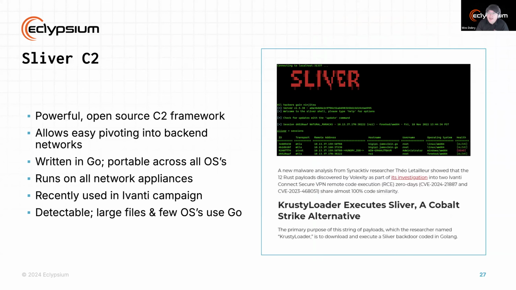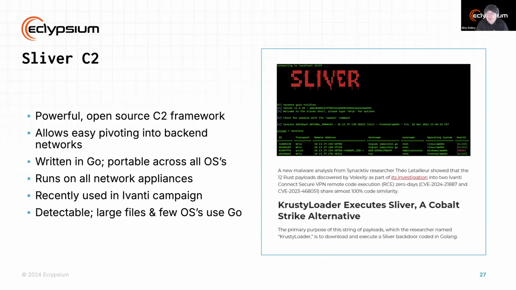Now, Sliver is an interesting open source C2 framework. I actually use it in a lot of my own research because it allows easy pivoting from one device into another in backend networks. So again, when you compromise an internet-facing device, you could then go and use its internal interfaces to cross the beachhead and get into an environment and move laterally within environments.